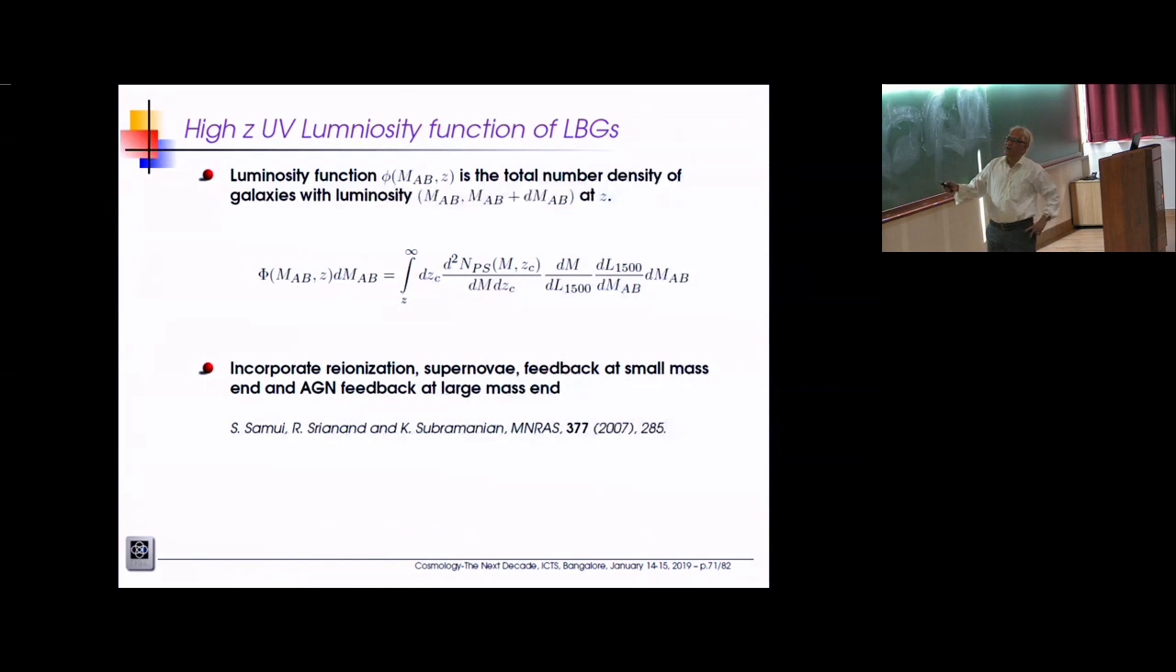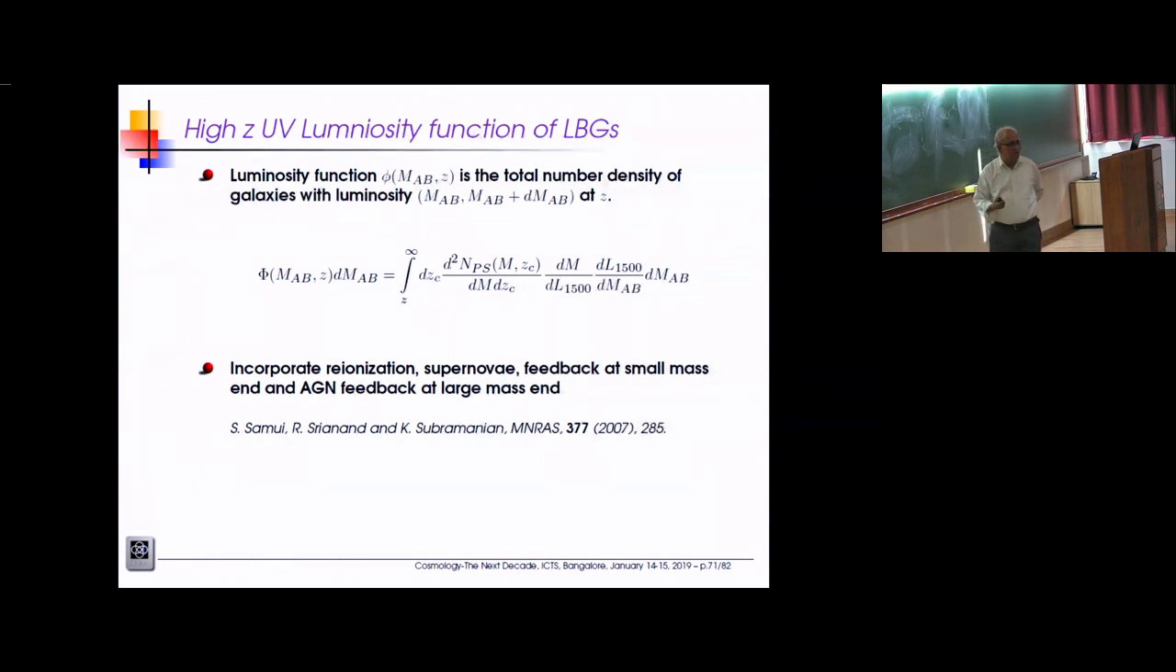Then you have various Jacobians. You have to go from mass to luminosity, luminosity to magnitude. And so you have an integral over redshift. All these steps you can do without ever going to a numerical simulation. Okay? And you predict the luminosity function.